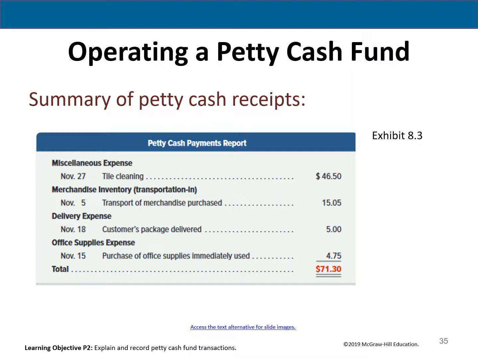So what you see in front of you here are various reimbursements that the petty cash clerk made during the month. You could think of these as the petty cash tickets. Tile cleaning, $46.50. They paid for transportation of their merchandise coming into the company, $15.05. They paid to send a customer merchandise, $5. And then they purchased some office supplies. So a total of $71.30. The $75, $71.30 has been distributed for these various items.